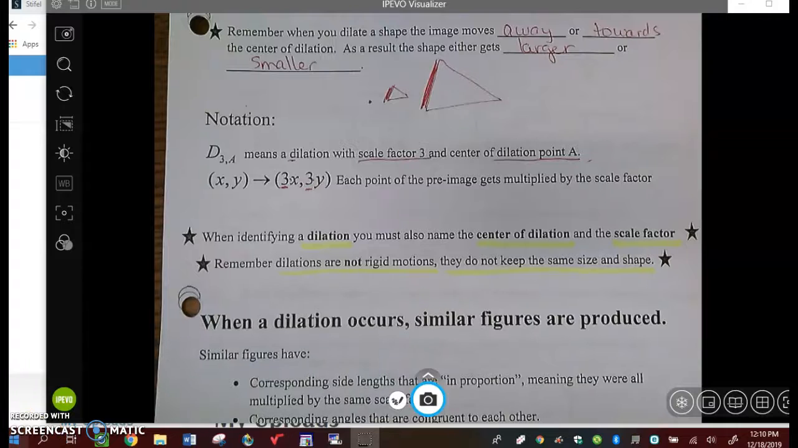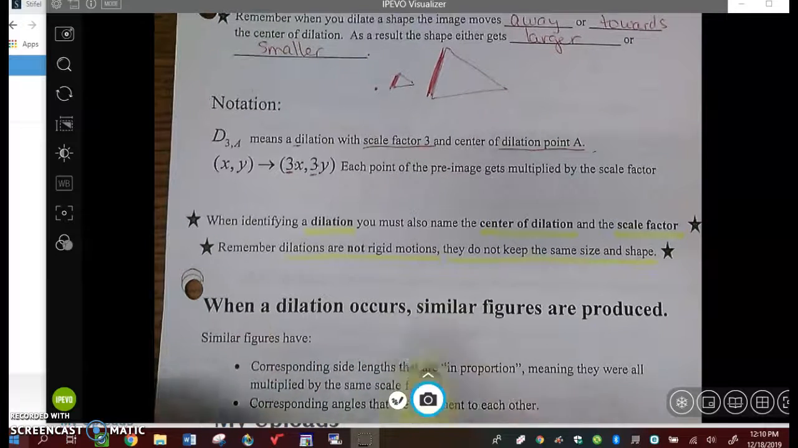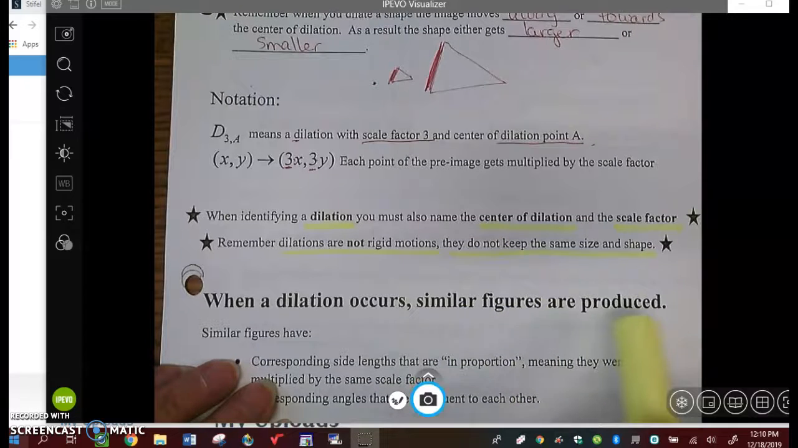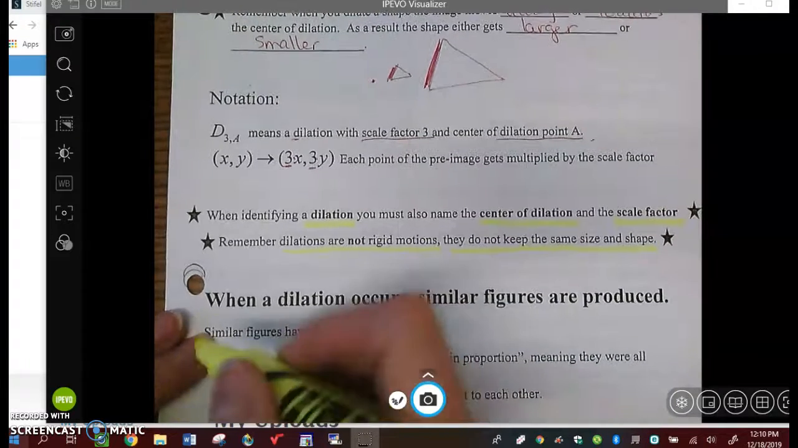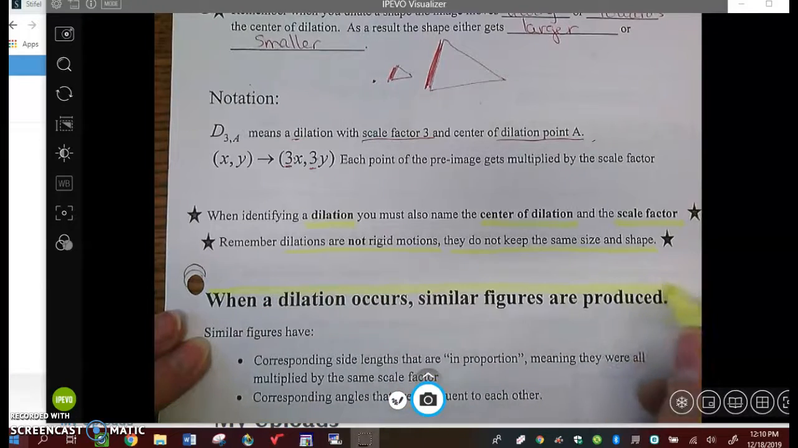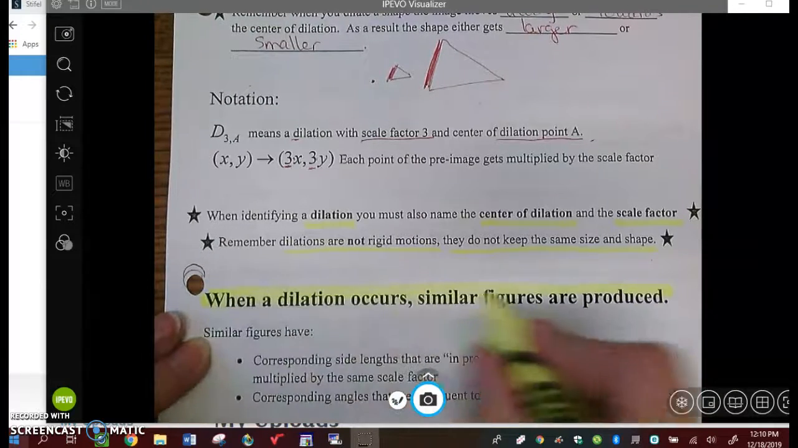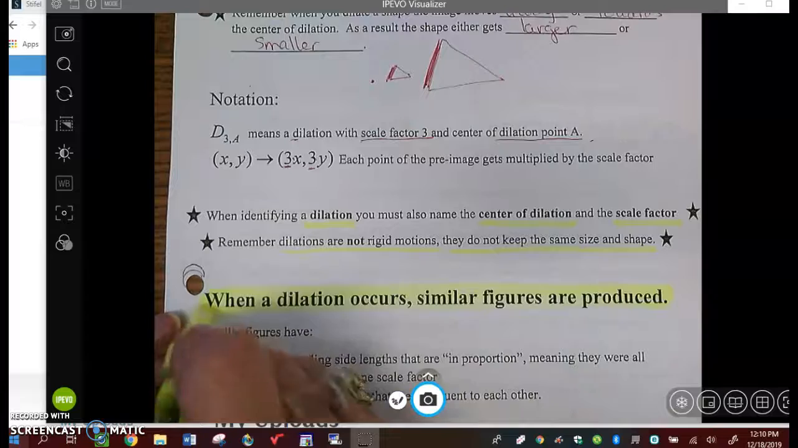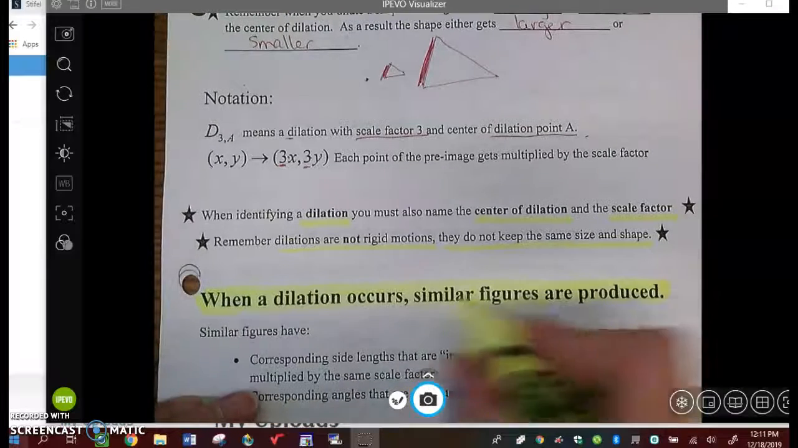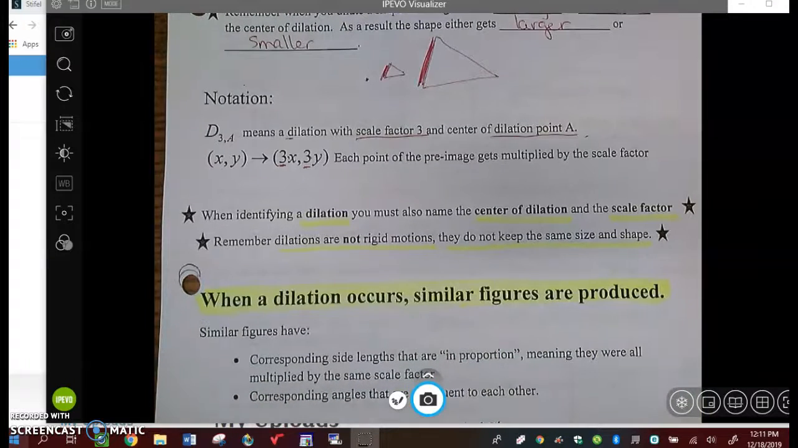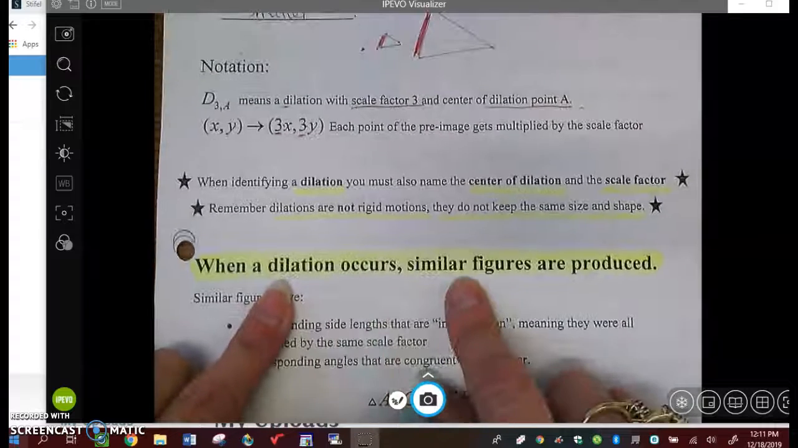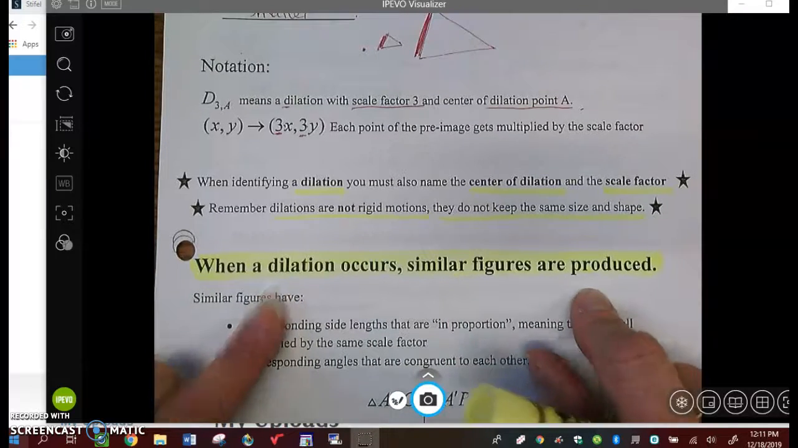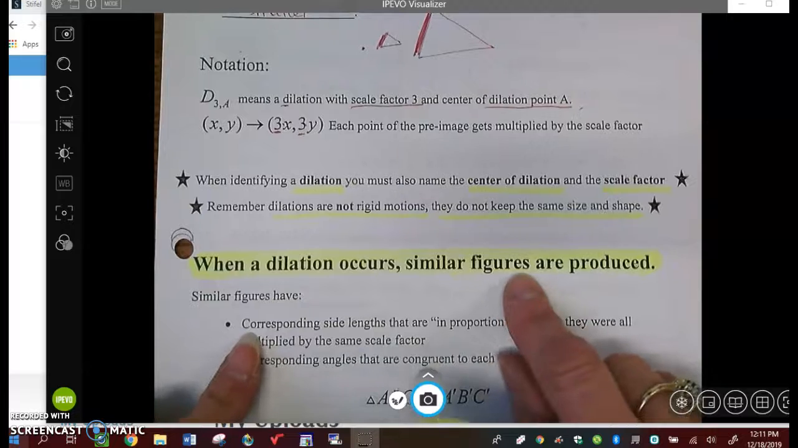All right, so it turns out when a dilation occurs, similar figures are produced. We talked about similar figures back in the unit when we first started talking about congruence, and we were looking at rigid motions. You defined what congruent meant and what you thought similar meant. And for similar, we came up with same shape, different size. So a dilation is always creating similar figures. They're the same shape, just a different size.